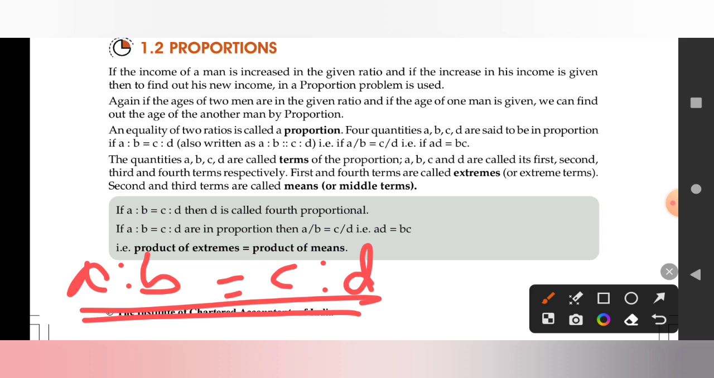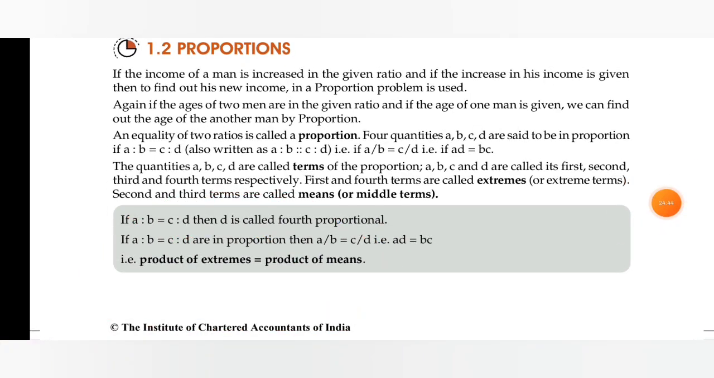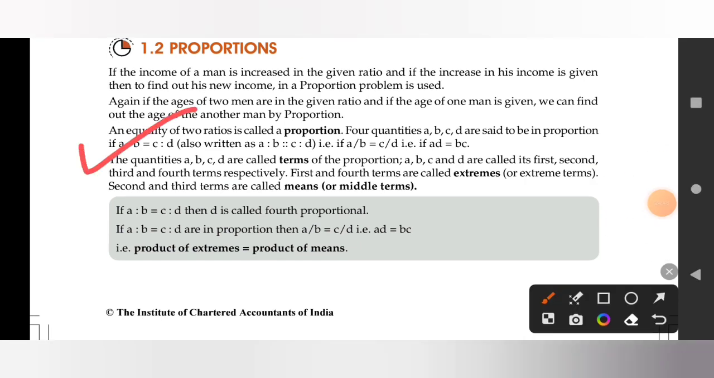Four quantities A, B, C, D are said to be in proportion if A is to B is equal to C is to D. Also written as A is to B, and there is a double colon given. So wherever there is a double colon, that means it is equal to. So both these ratios are in proportion. That is, if A by B is equal to C by D, then AD equals BC. You have seen AD equals BC, product of extremes is equal to product of means. So the quantities A, B, C, D are called terms of proportion.